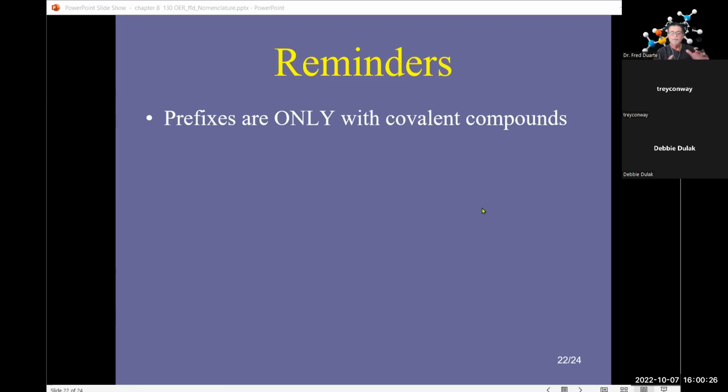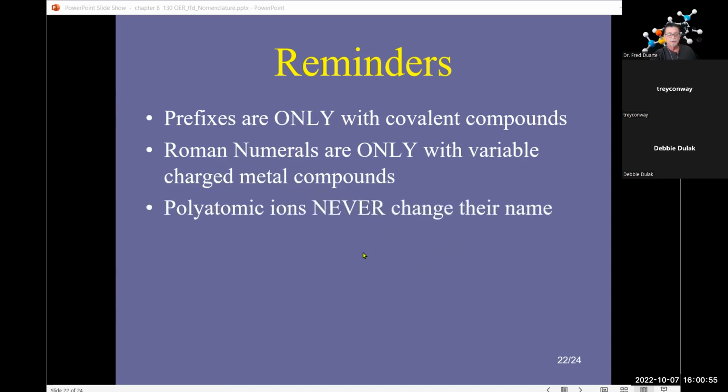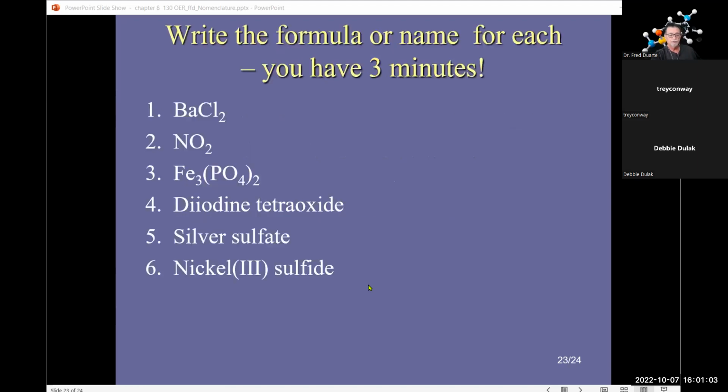All right, reminders that prefixes are only for the covalent compounds, okay? And Roman numerals are only for those metals that have a variable oxidation number. They're not for the 16, the good old sweet 16. I call it sweet 16 because it helps you remember, hopefully, those 16 metals, no Roman numerals, okay? And let's see what else. Polyatomic ions, we don't change their name. They are what they are. They've been assigned a name. They're in that table. Okay.